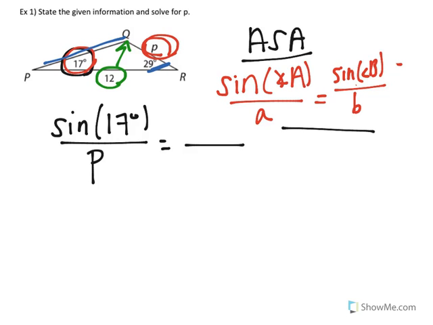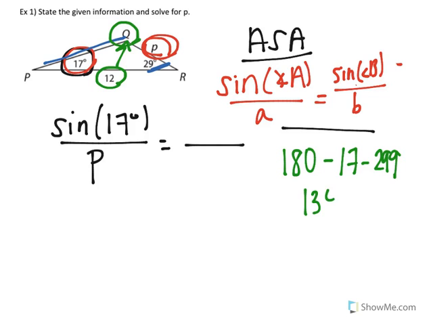But we can find angle Q. It's just a triangle. Triangles add up to how many degrees? 180. So that means angle Q is going to be 180 minus 17 minus 29, which is just going to equal 134 degrees.